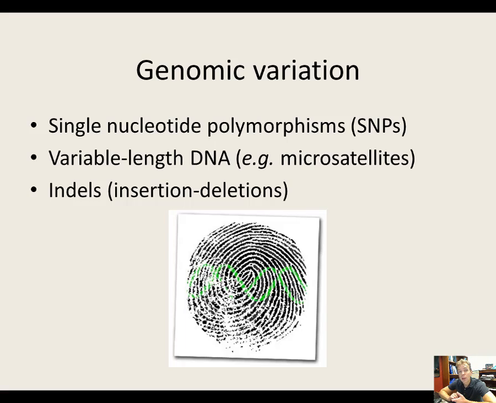Another example are polymorphisms which are variable in length. These are generally repeating segments of DNA, and we call these microsatellites. A third type are variations in insertions and deletions, or indels for short. Today we're going to talk about SNPs and microsatellites. I have this picture down here because there are implications for using these tools in forensics research as well as ancestry research and medical research and so on.